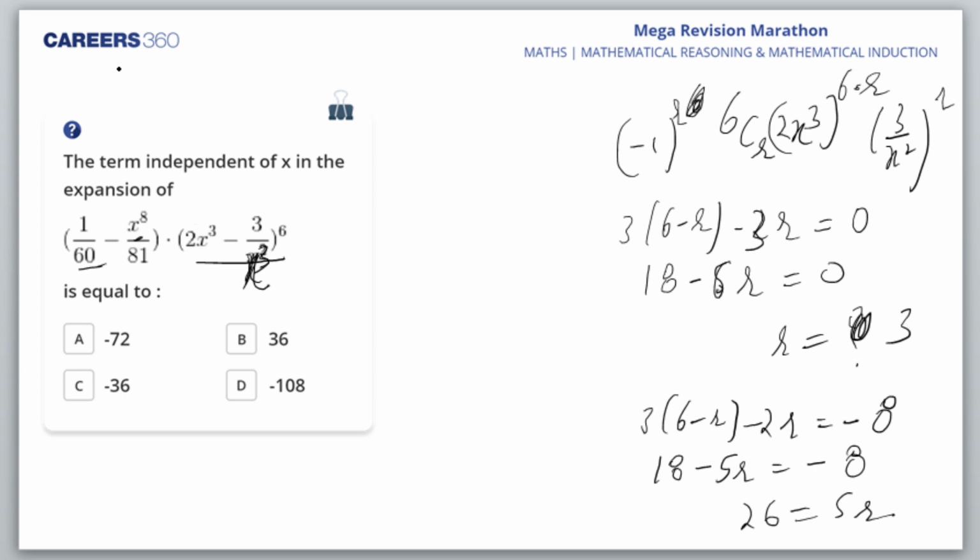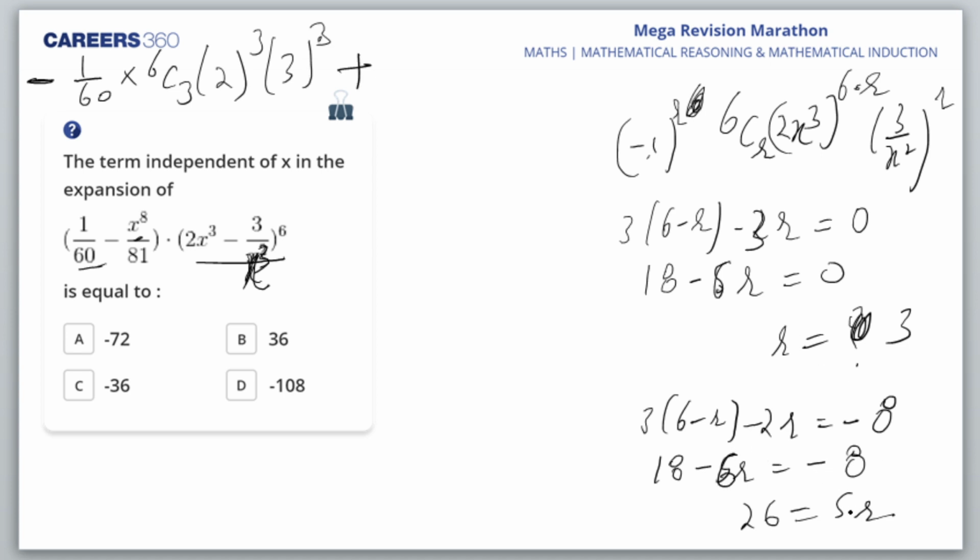So the term independent of x would be 1 by 60 into 6Cr, that is 6C3, and 2 raised to power 3, and 3 raised to power 3. Okay, this is what I'll get. And that with a plus sign or a minus sign? Minus sign, because minus 1 raised to power 3. So this would be minus. Okay. And the second term, it would be 6r minus 8.